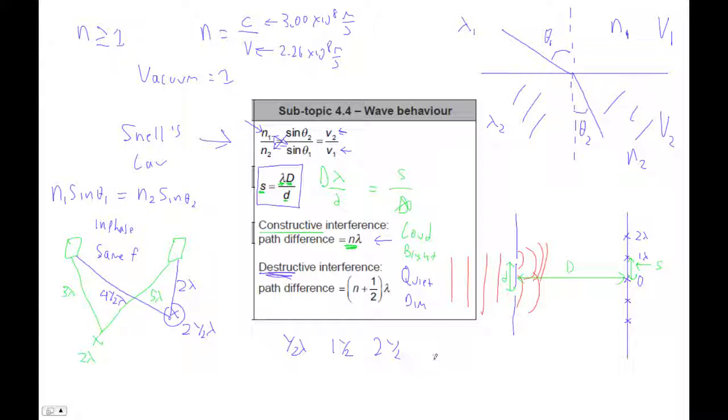There we go, right? A lot of stuff in these equations. So there you go. Sorry about that.